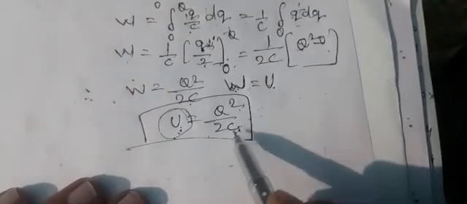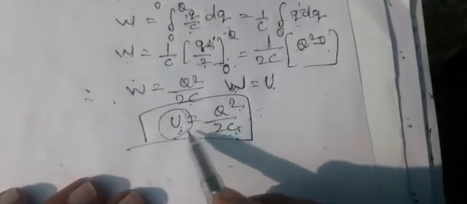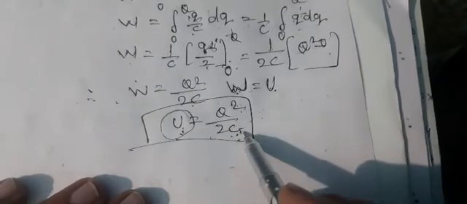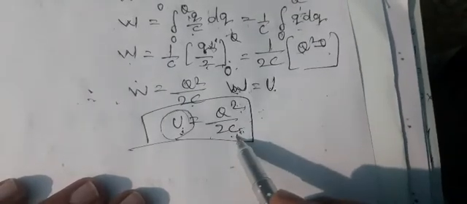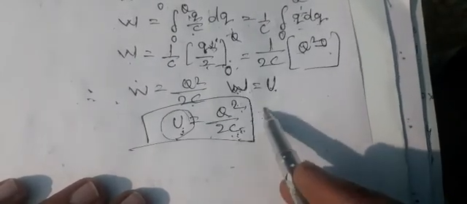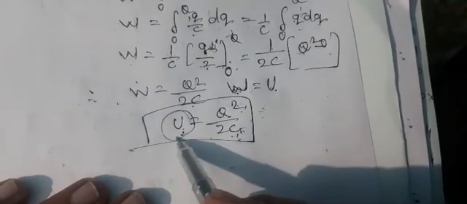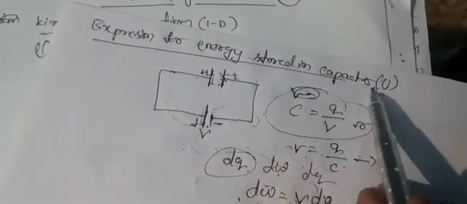Finally, the work done is stored in the capacitor as potential energy. That is W is equal to U, so U is equal to Q square by 2C. C is the capacitance of the capacitor, Q is the net charge, and U is the energy. This is the expression for energy stored in the capacitor. This is also an important 3 marks question.